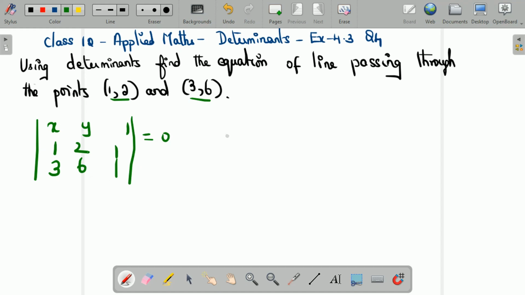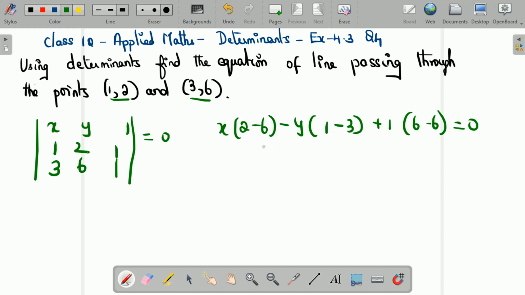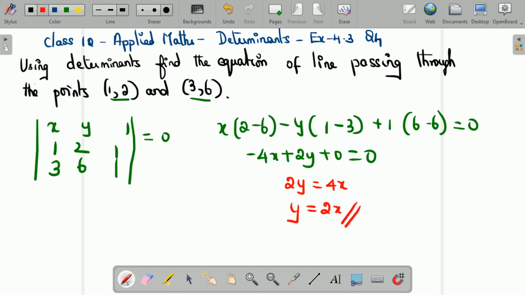So now let's expand. This is x into (2 minus 6), minus y into (1 minus 3), plus 1 into (6 minus 6) is equal to 0. So in this case, minus 4x. This is minus 2 into y, so plus 2y, plus 0 is equal to 0. This 0 makes no sense, so let's leave that out. So 2y is equal to 4x. Both are multiples of 2, so I'm dividing by 2. So y is equal to 2x. So this is the linear equation of a line passing through the points (1, 2) and (3, 6).